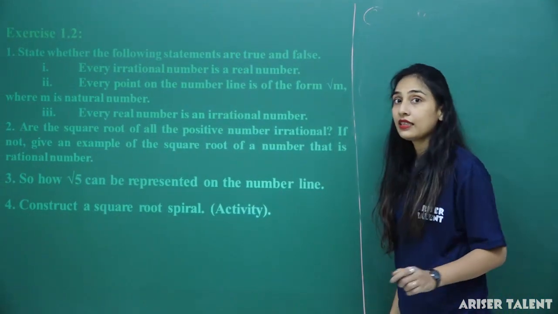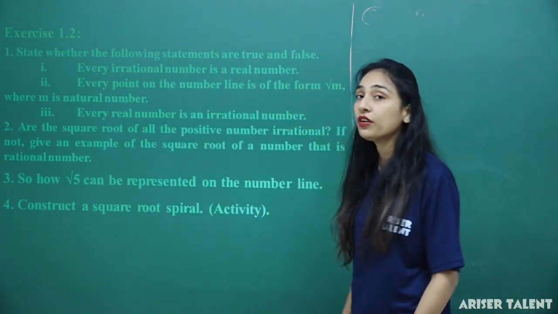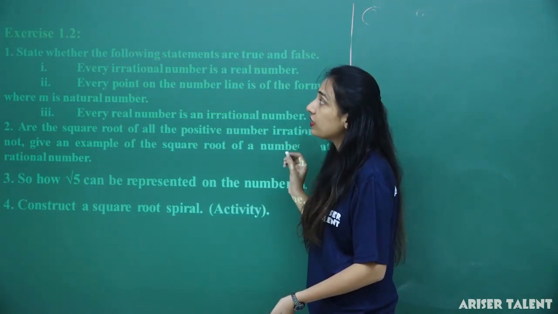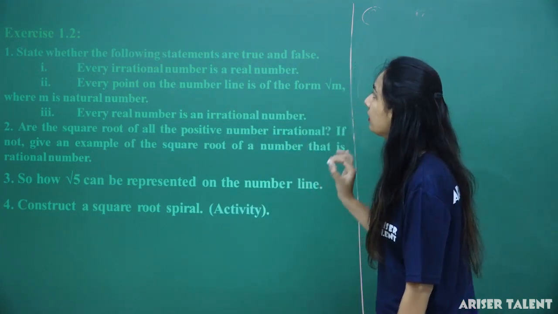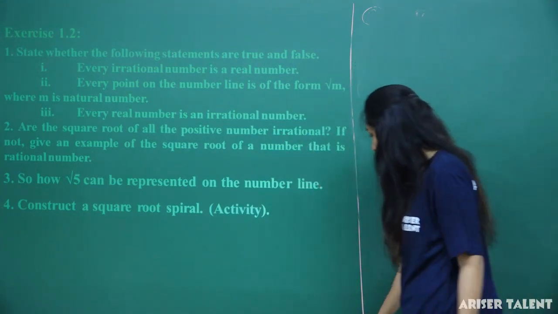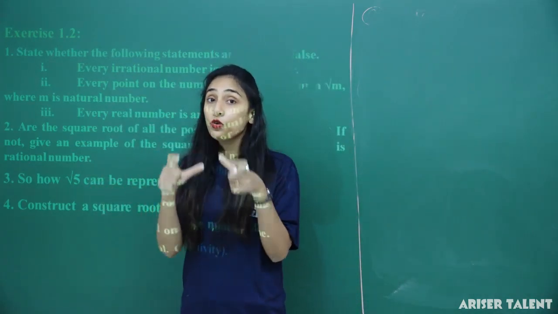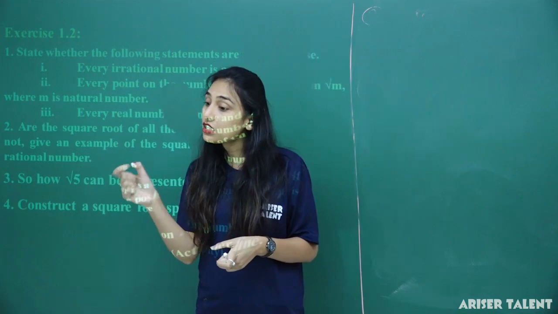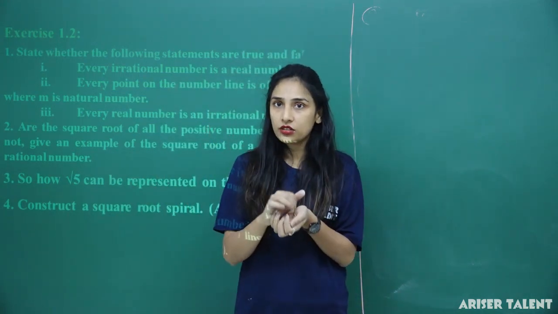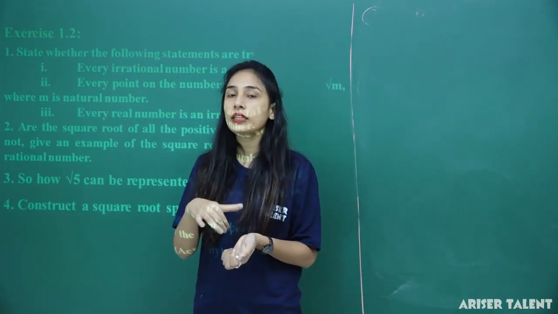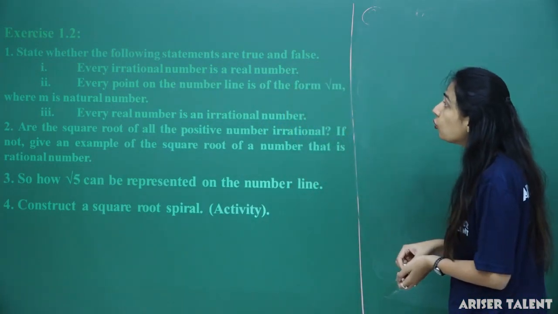Now we have this exercise 1.1 finished. We are moving towards exercise number 1.2. In the first question of exercise 1.2, we have to state whether the following statements are true or false. Again we have true and false, and in this situation you have to be very specific. You have to put some situation: is it true, is it not? It's a little bit confusing, but you have to focus and find out what is right and what is not.